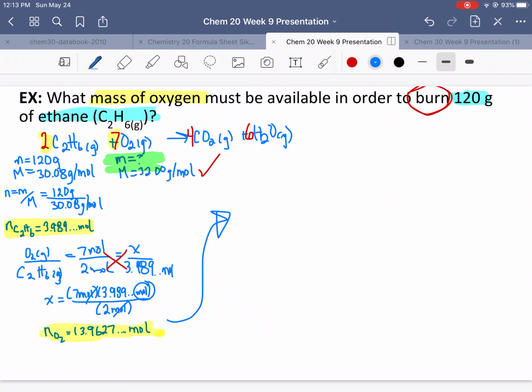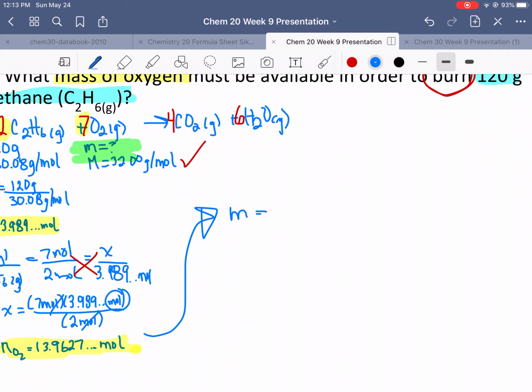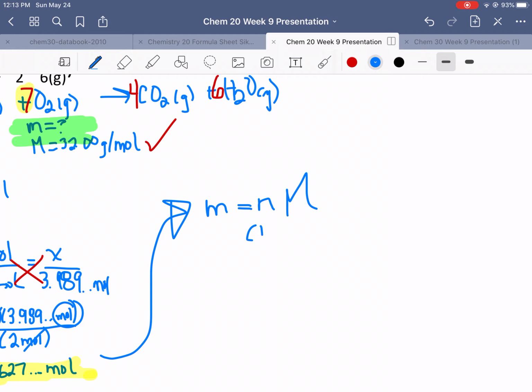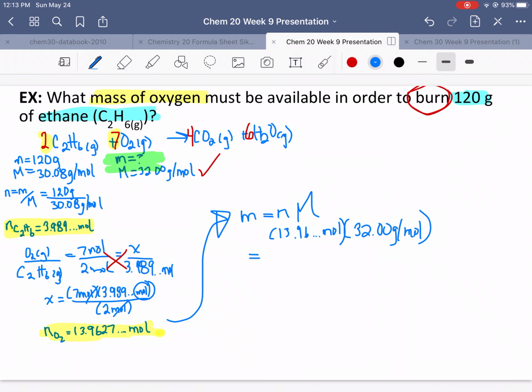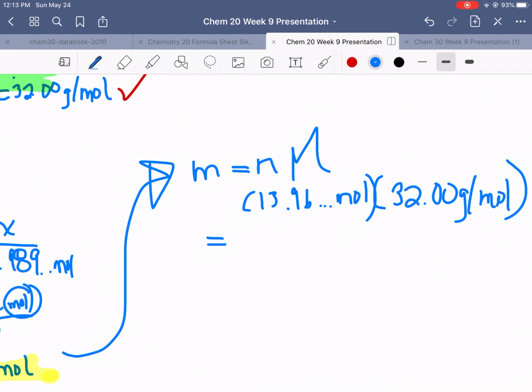So we're going to take this number of moles and we're going to say, all right, mass is equal to number of moles times molar mass. Use the number you just found, the unrounded 13.96... moles. It should still be in your calculator. Times the molar mass of oxygen, 32.00 grams per mole. Number crunch away. You're going to get a long number, but you need to look at significant digits. We started with 120 grams of ethane, so 3 sig digs. The mass of oxygen will be 400, round properly, 47 grams.